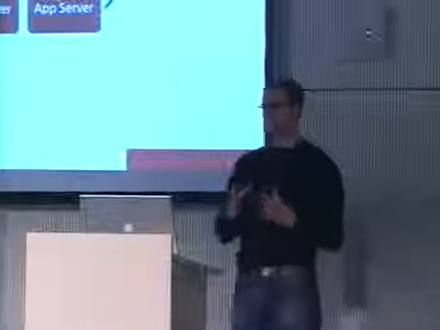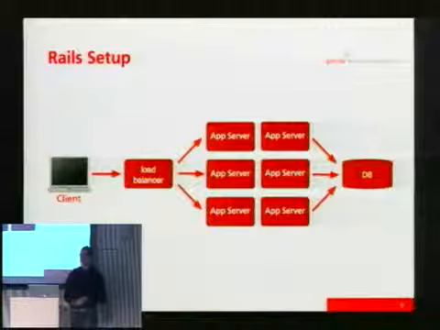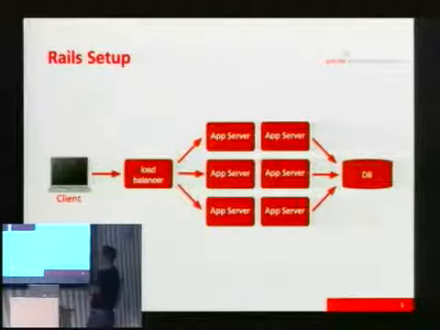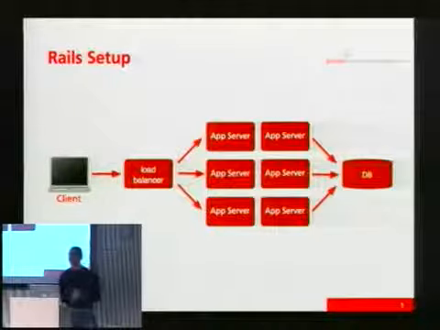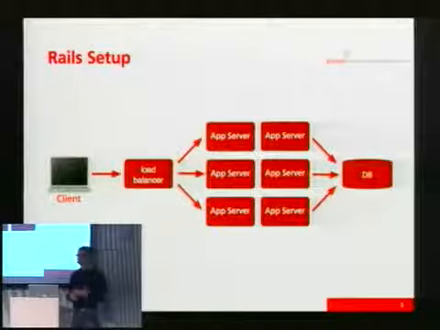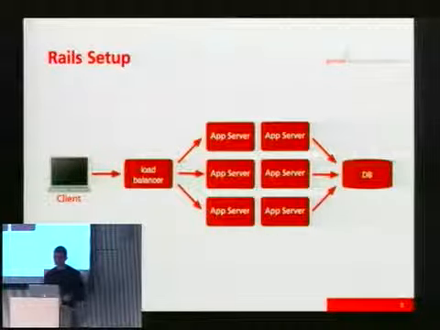So let's start by looking at how Rails applications are typically set up. Normally, you have a load balancer in the front that is relaying all requests to dynamic application servers, and at the back end, of course, the database. You have to do this in Rails because Rails is single-threaded. So you have to start a Rails process for each dynamic request that you want to handle concurrently.